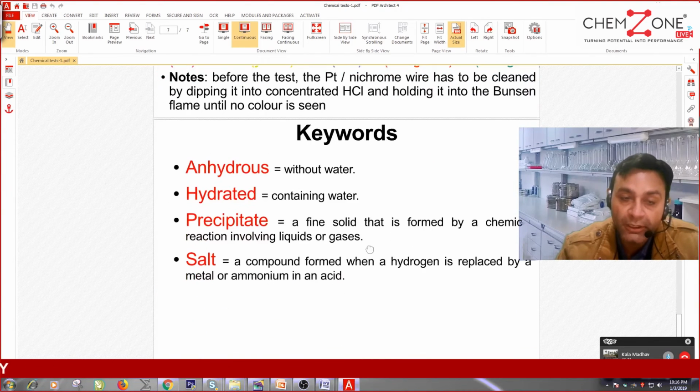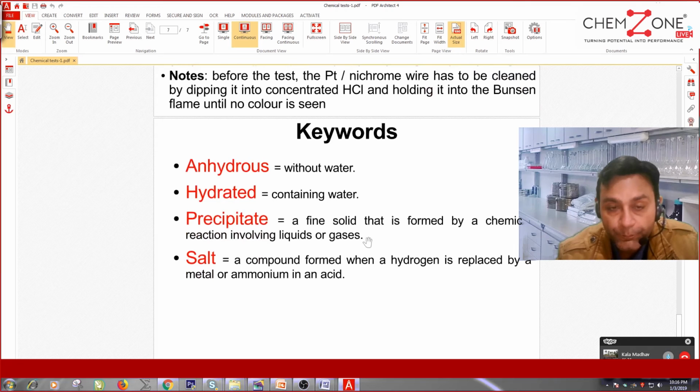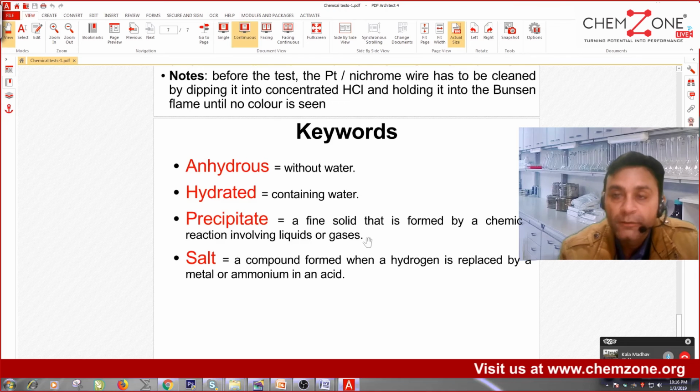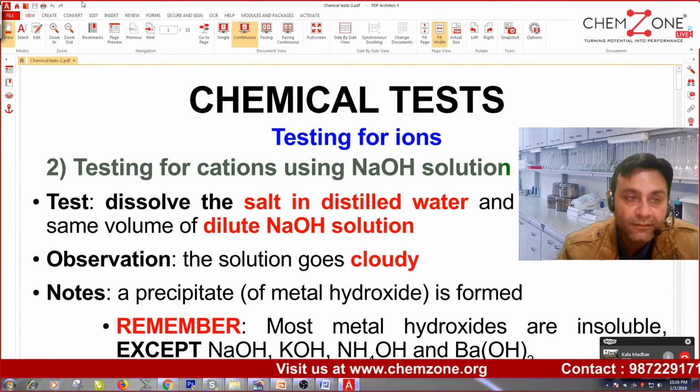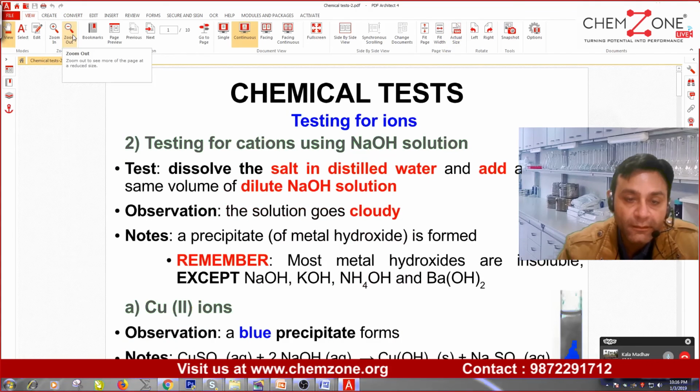I think these terms are clear now: hydrous, anhydrous, hydrated, purity, and salt. Any doubt till now? No, all good. Okay. We've done these before.